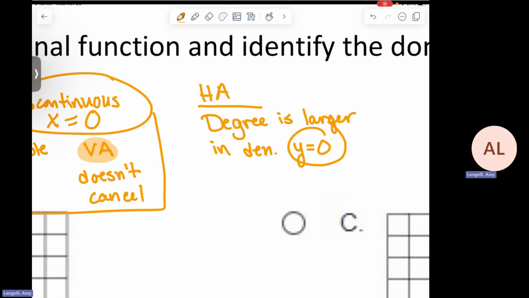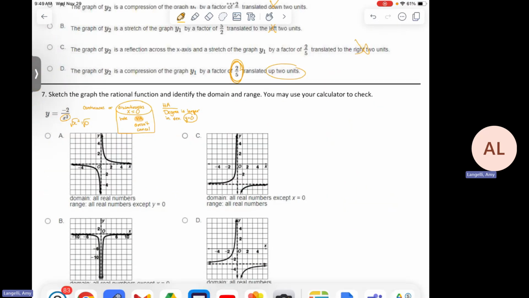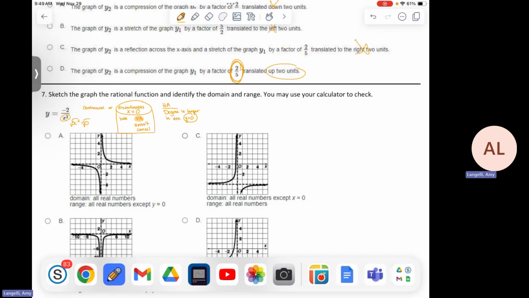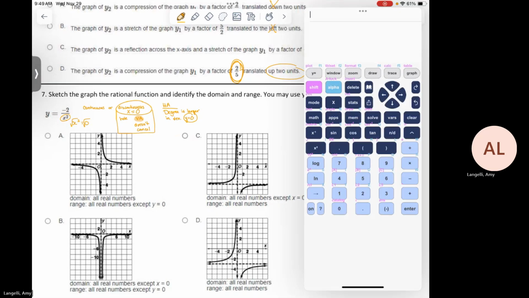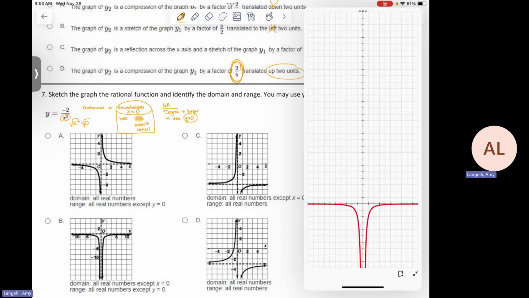Okay. All that was just extra, because really on this particular problem, since they're all different shapes, we can grab our calculator and type it in: negative 2 divided by x squared. And we can see that everything fits the shape.